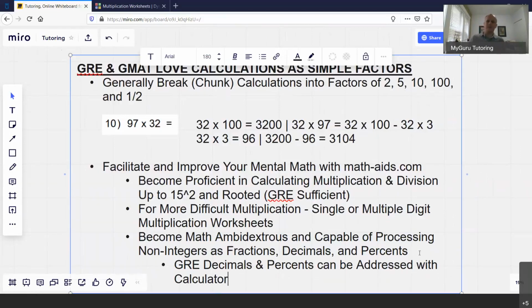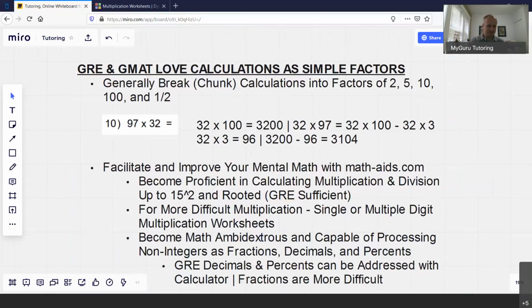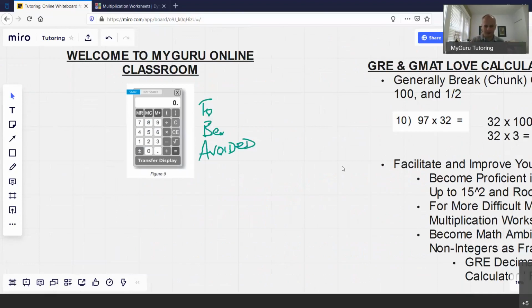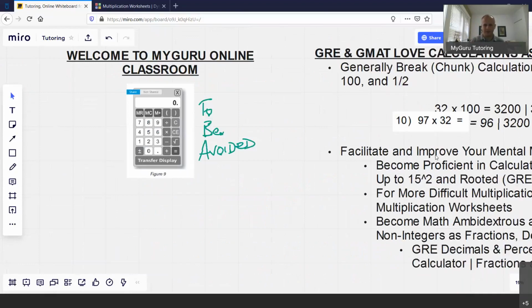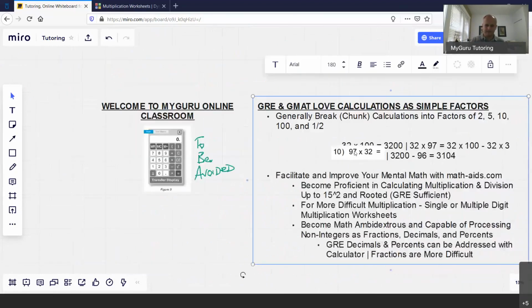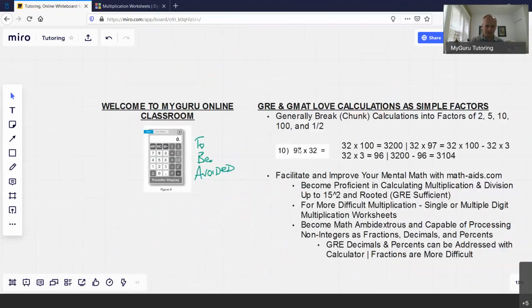So when you're dealing with the calculator, decimals and percents are pretty easy, but fractions are more difficult because you don't want to use their terrible calculators, like the parentheses. You don't want to touch those parentheses. They're pretty useless. So instead, use these techniques for manual calculation.